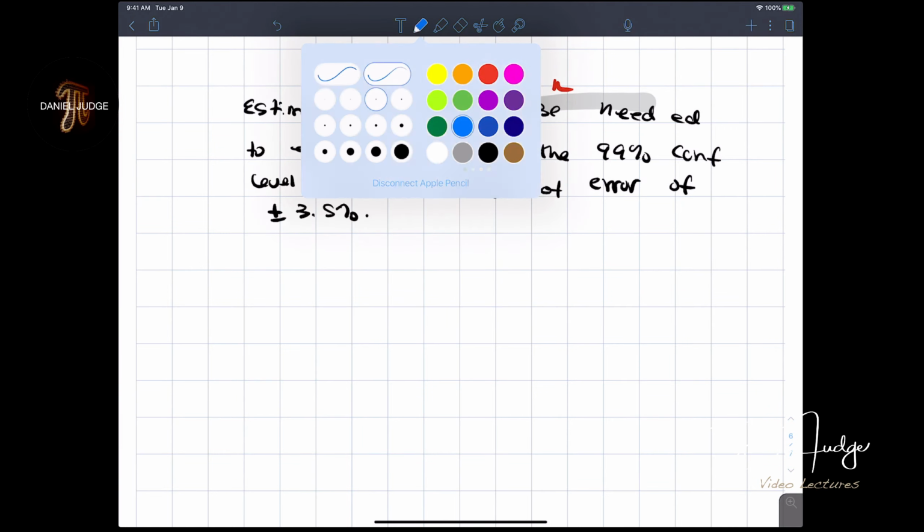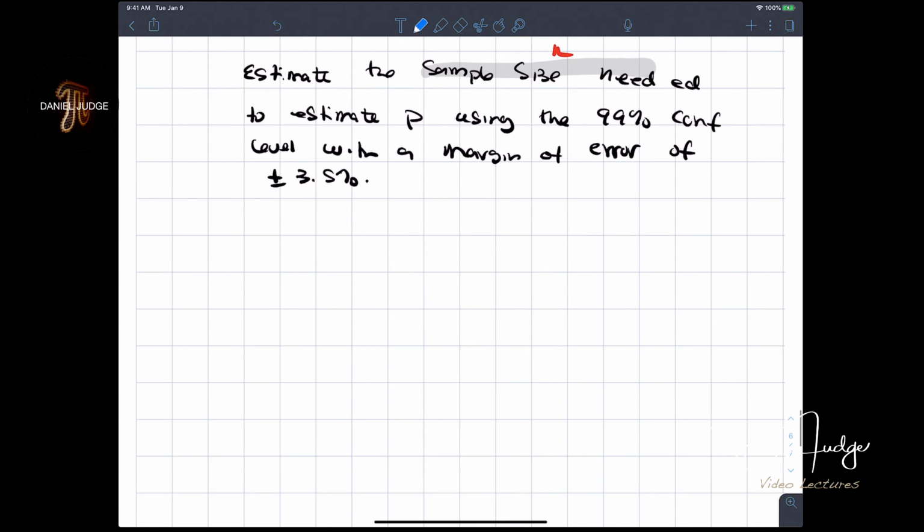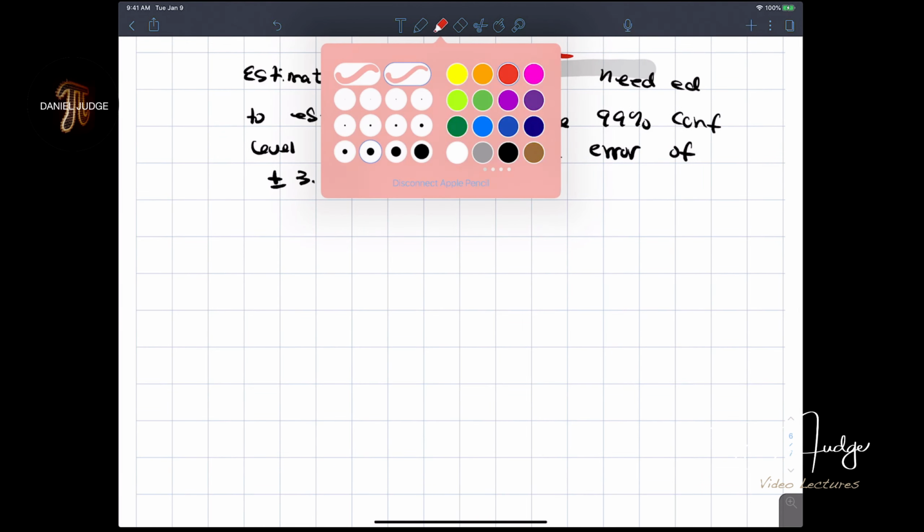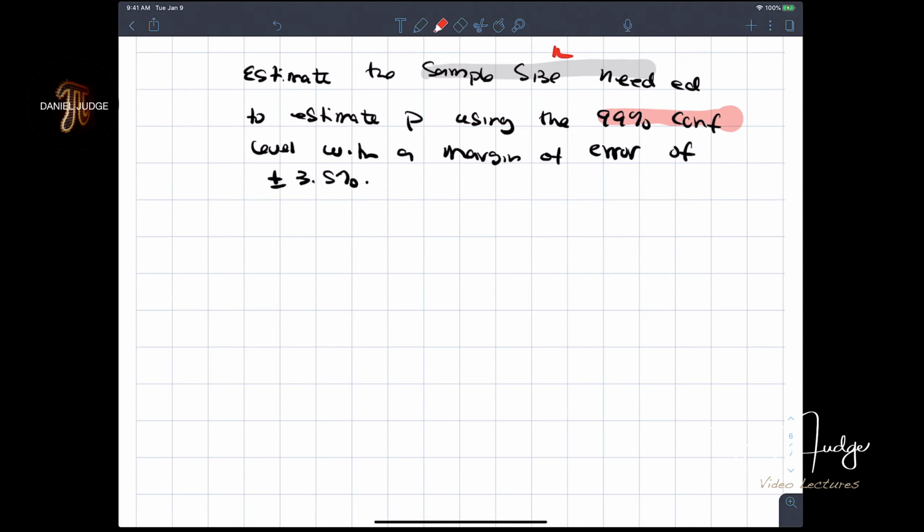You've got to use the right formula. So you read this and say, okay, they gave me the confidence level. Good. They gave me the margin of error. And then I'm going to say to you, and put it in blue, no past sample proportion is known. So you don't have any past sample proportion information.